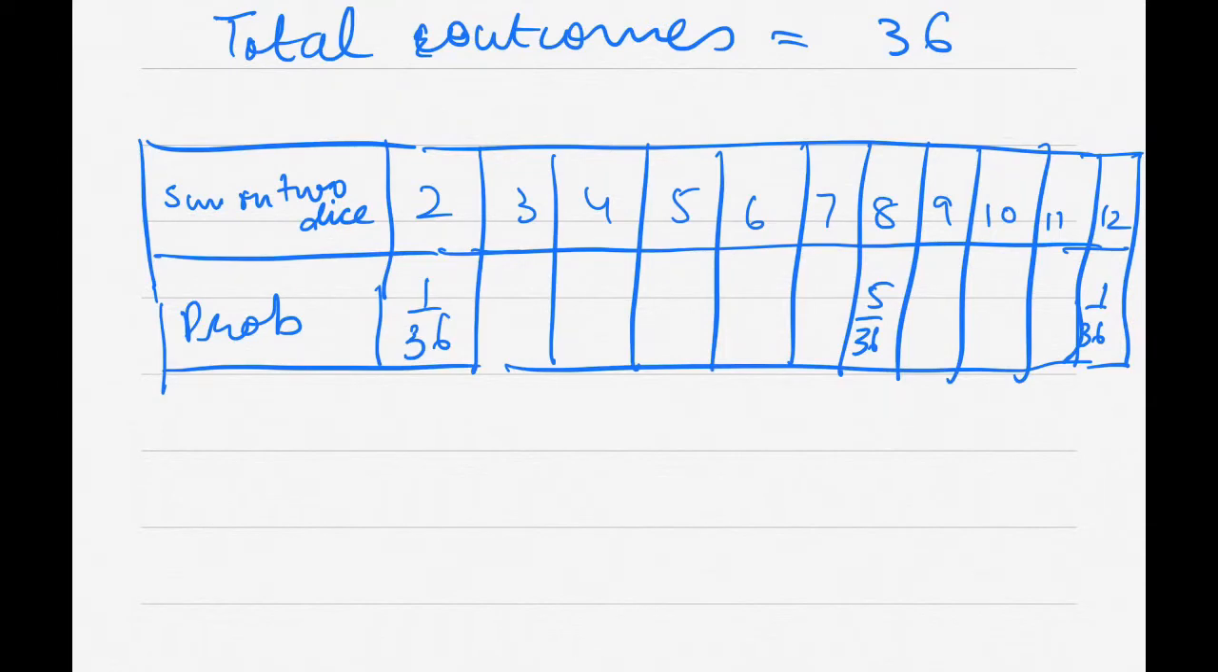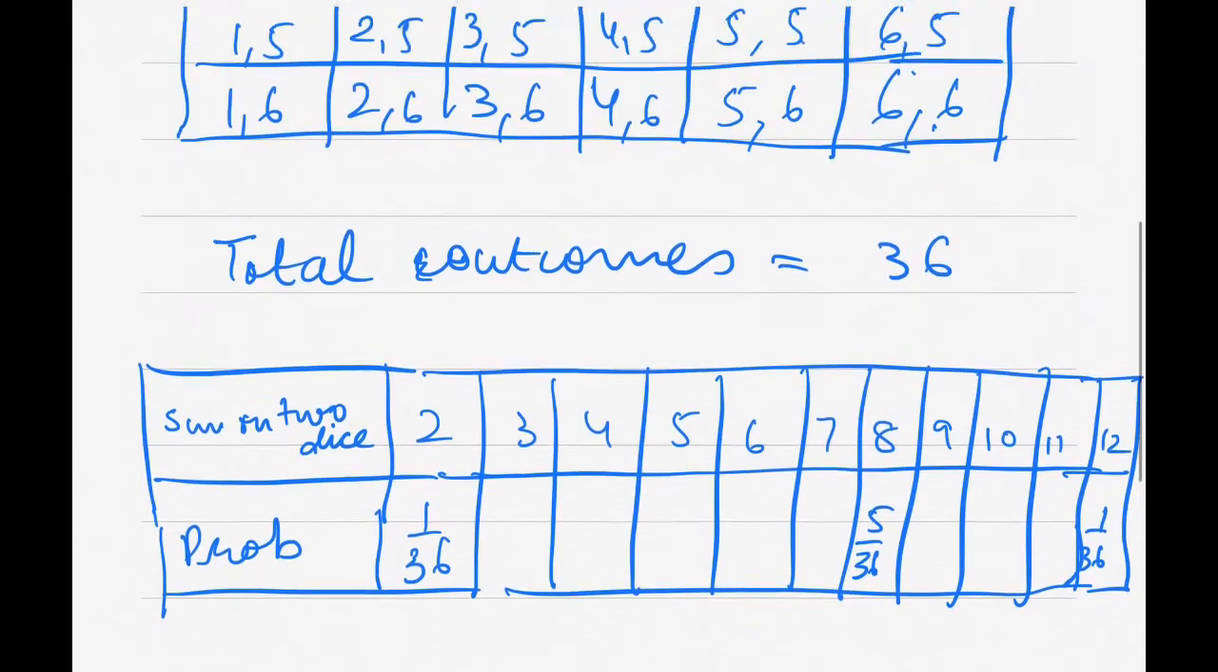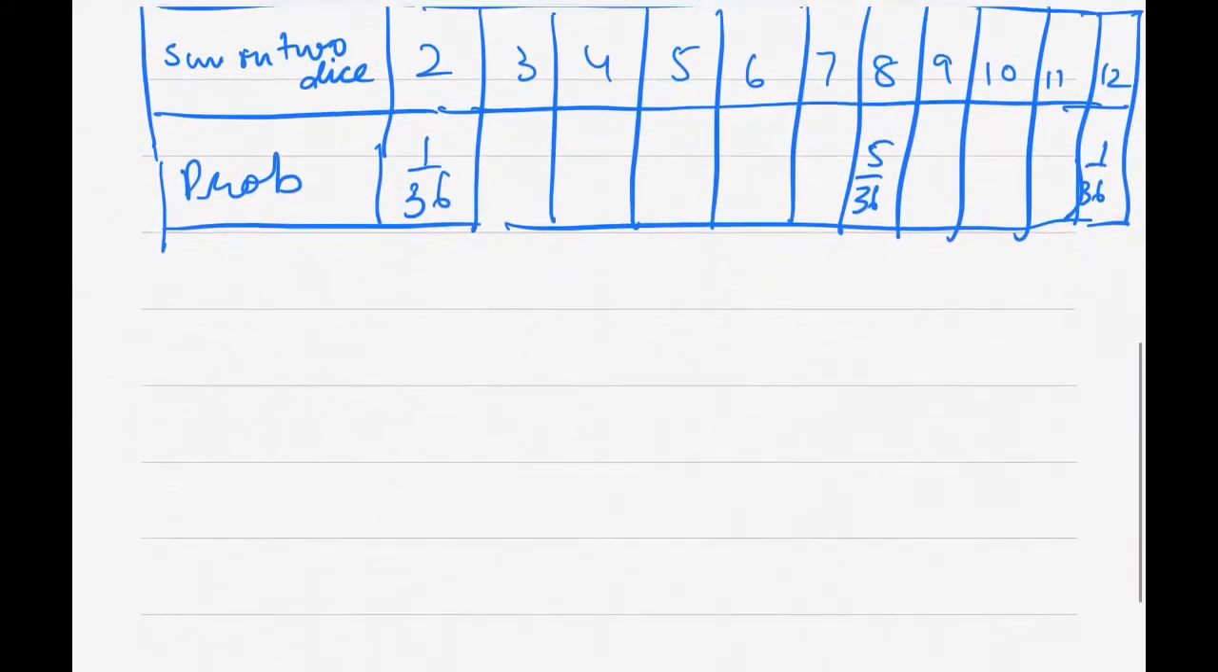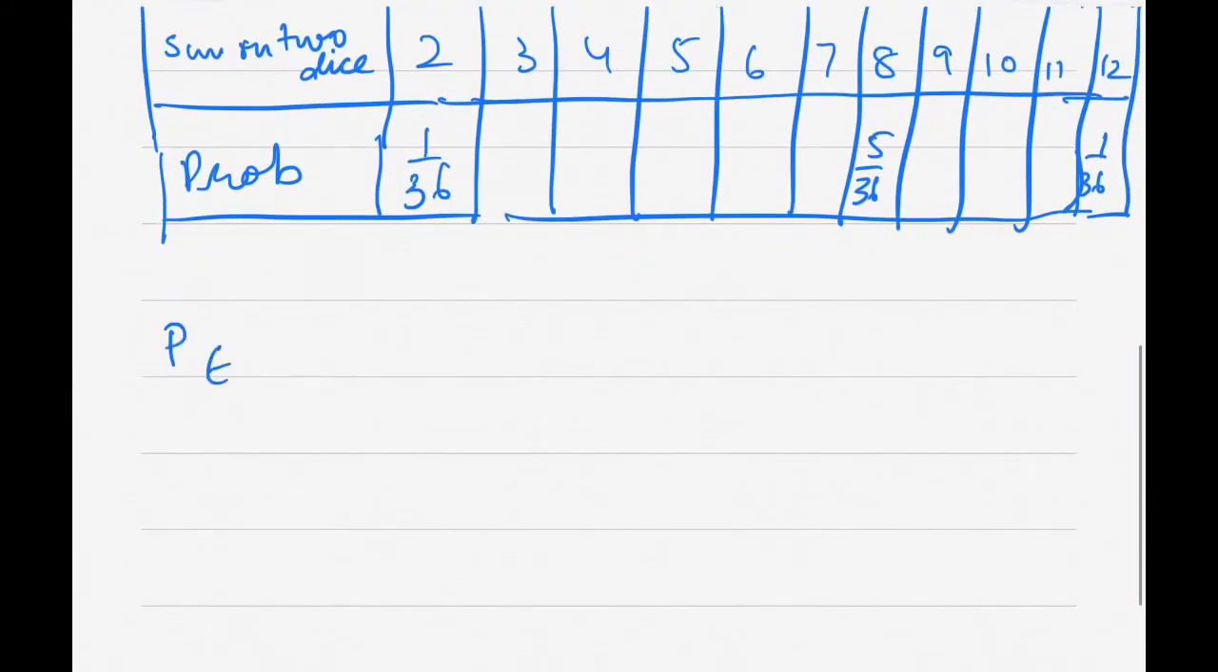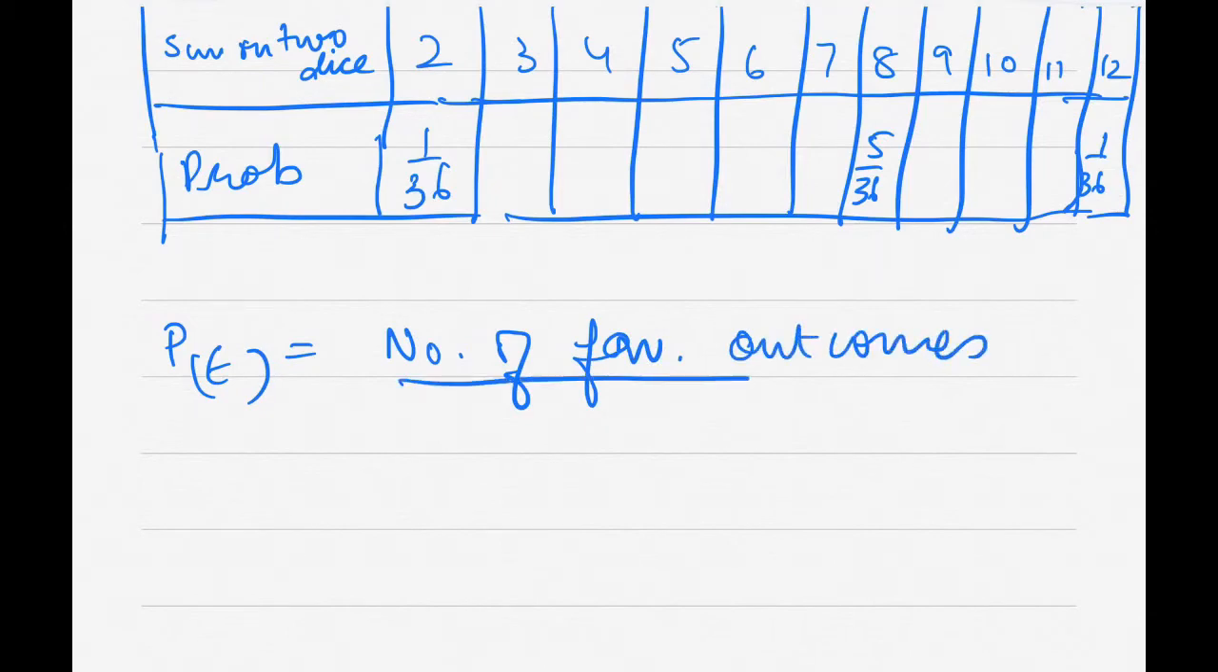So these are the options already given, and now we have to find the other probabilities to complete this table. Let me first write down the formula: the probability of an event is equal to the number of favorable outcomes divided by the total number of outcomes.